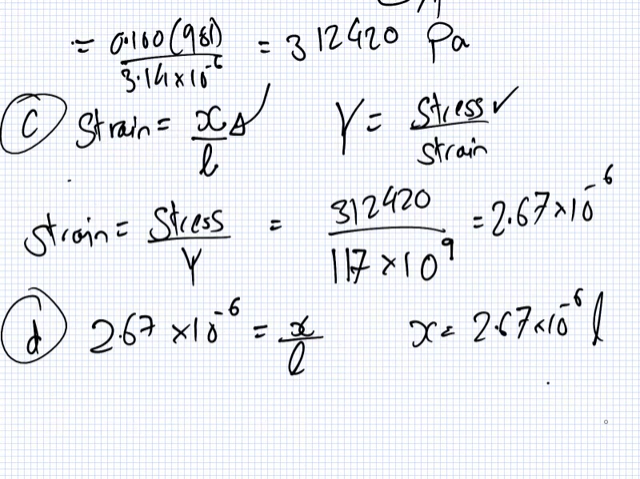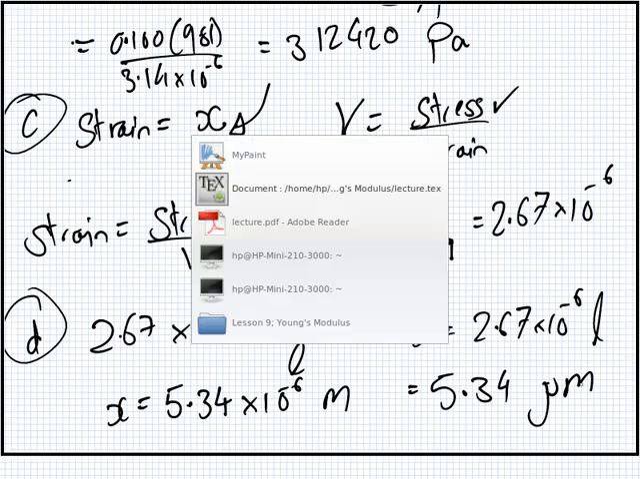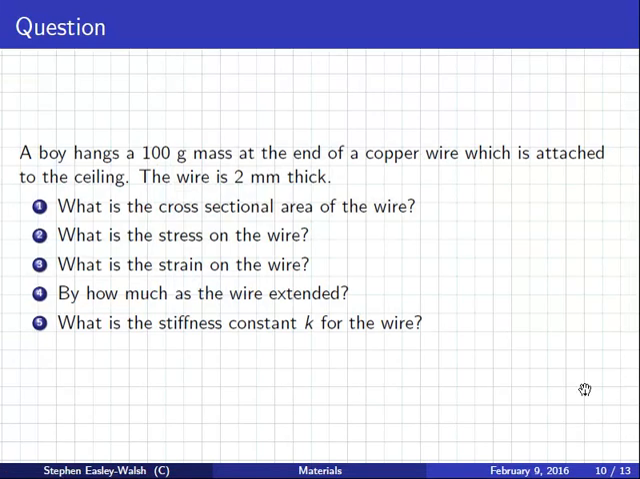So you get the extension. What's L? The natural length. The original, I put it as 1.5. That's the extension. Now, we probably want to put that into something a bit more relatable. It's the same thing as 5.34 micrometers. A small, small amount. Often, the units you deal with here for extension is micro to milli. Okay, next. Last question.